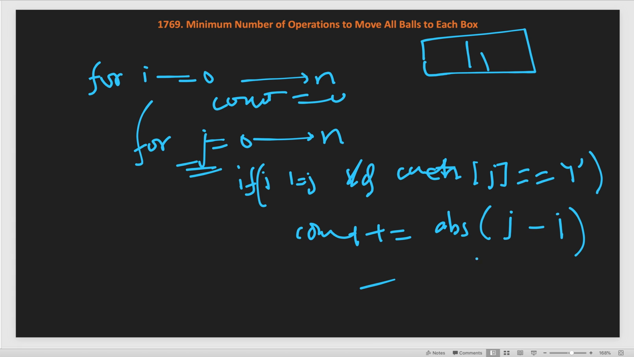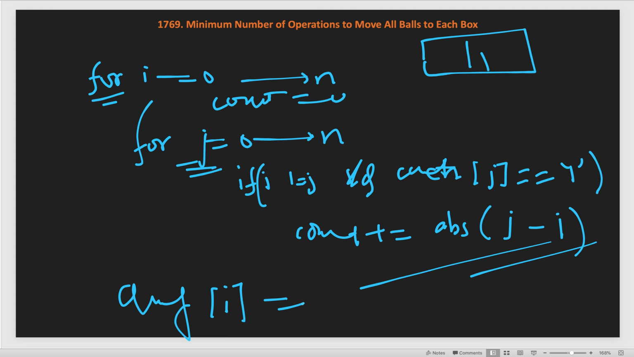So j minus I. This is the cost of moving the jth ball at the ith index, and we will count for all the jth indexes where a ball exists and is moving to the current ith index. Once it is done, we will update that count into the answer of I. We will create a result array, answer of I, and add that count on that I. So, this is how we can solve it brute forcefully.